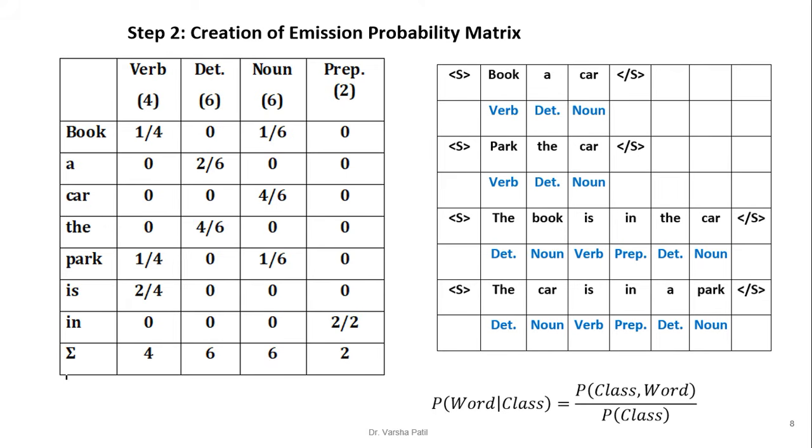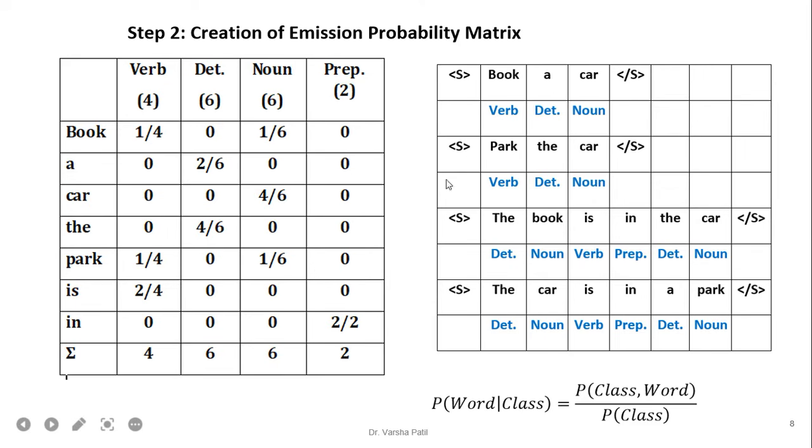Second, we require to create the emission probability matrix. Now to create the emission probability matrix, I have put this example so it is very easy for you to understand. Now what we require is to find out the unique tokens. So book, a, car, the, park, is, in, they are the total words in our corpus. Now here we take only 4 part of speech tags. They are nothing but verb, determiner, noun and preposition.